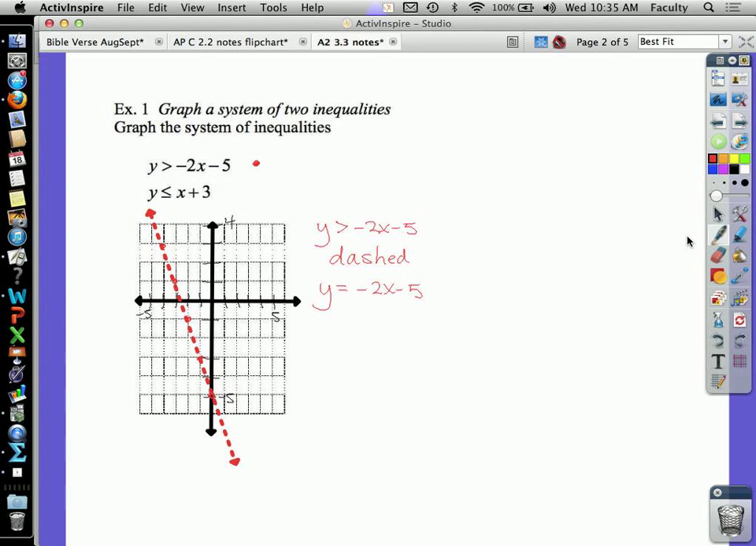So when you're graphing an inequality, determine solid or dashed, change it to an equal sign and graph it. Then pick a test point not on the line. Is 0 greater than negative 5? Yes, so I'm shading where the test point is. So everything is being done in this one color.